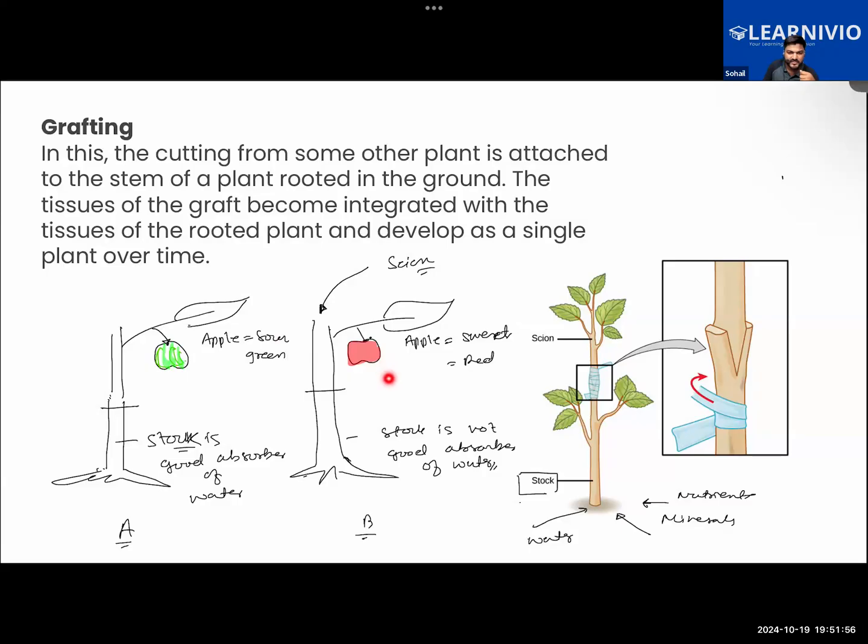Take the other plant here. In this case, the upper part of the plant, the scion, the apple growing on it is sweet and red. But the root system is not good. It's not a good absorber of water. So both of them have one plus point and one negative point. There are some pros and some cons about these plants.